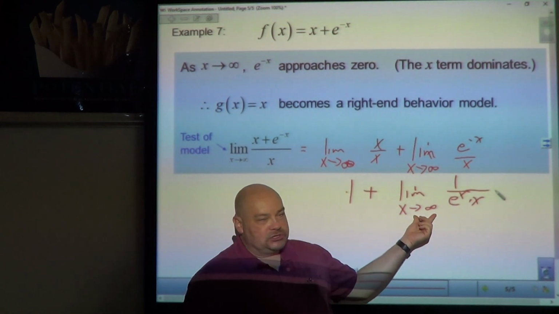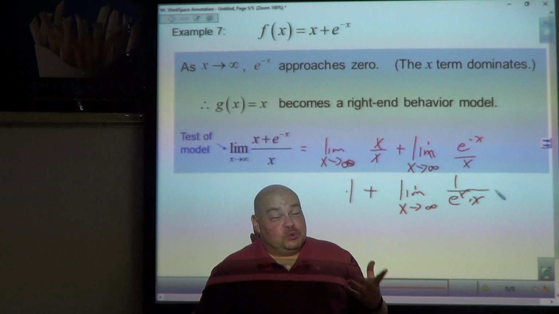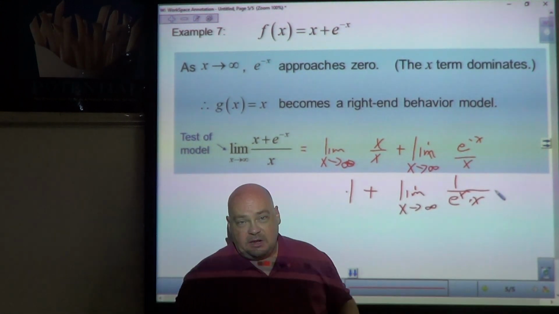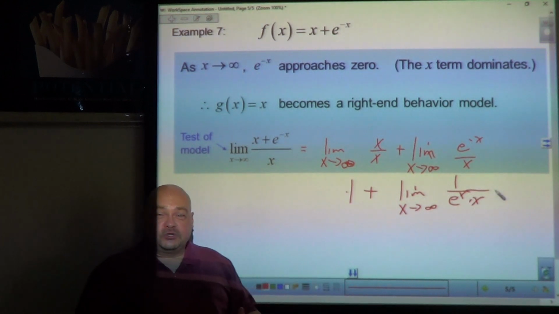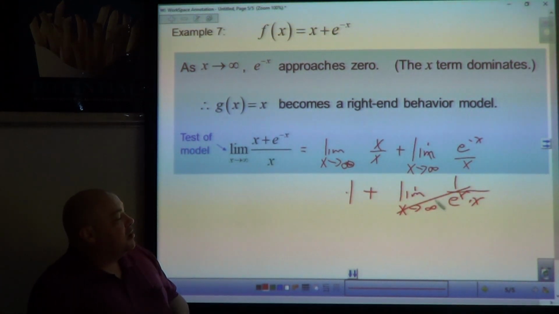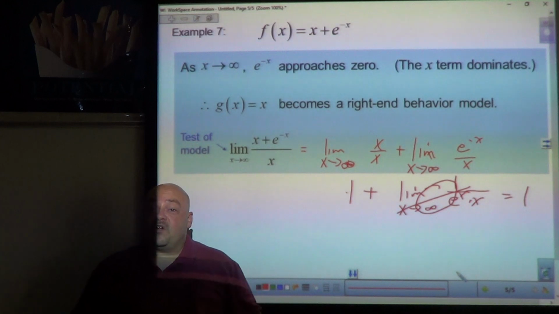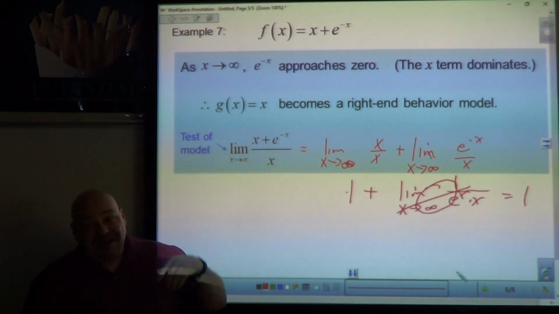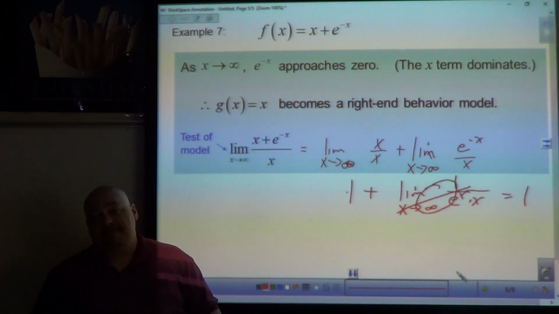What's going to happen is x gets larger and larger and larger. Well, that denominator is going to get huge really fast. So what's this limit going to go to? 1 over really, really large numbers that are getting larger and larger is going to go to 0. So that means that this part becomes 0, and 1 plus 0 equals 1. So we just confirmed that g of x equals x is a good end behavior model for our right side.